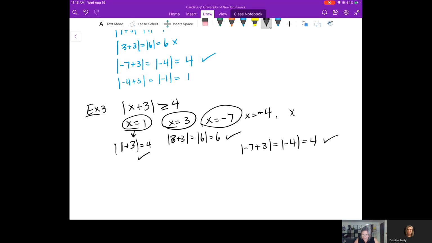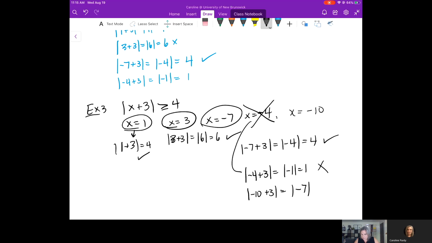And let's add another, what if I said -10? Okay, so let's plug in -4. That gives me the absolute value of -1, which is 1. That is not bigger than 4, so this one does not work. And the last one, -10 plus 3 is the absolute value of -7, and -7 is 7. 7 is bigger than 4, so this one works. So plugging them in, but remember to take the absolute value to see which ones work.